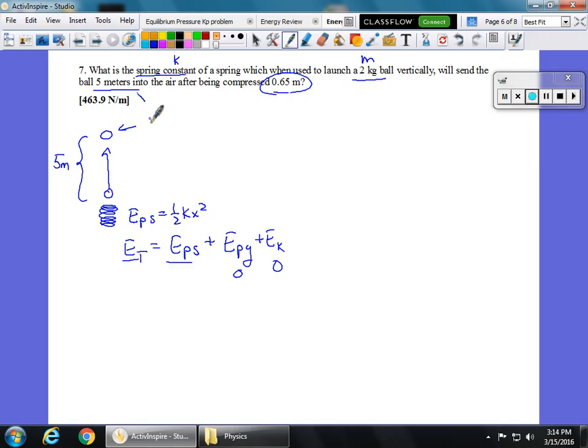When we get to the top, our E total is still going to be the same thing. EPS plus EPG plus EK. And when we get to the top, the kinetic energy is going to be 0 because it's going to come to a stop at its maximum height. The spring energy is going to be 0 because the spring is no longer compressed. And gravitational is now going to be equal to the total. So just like in the last problem, we're having spring potential energy be converted into a different form. In this case, it's gravitational potential energy. So we're going to be able to set these equal.